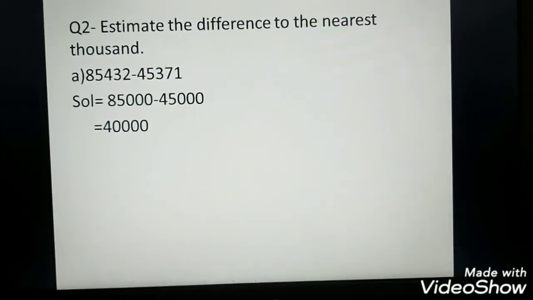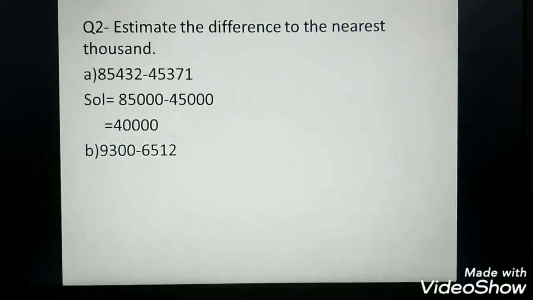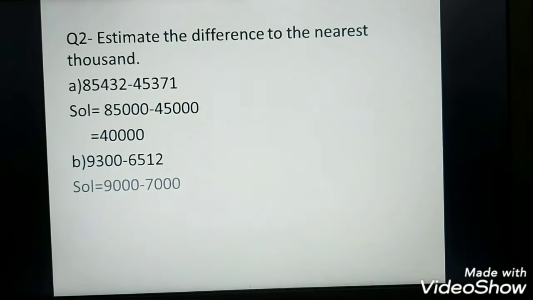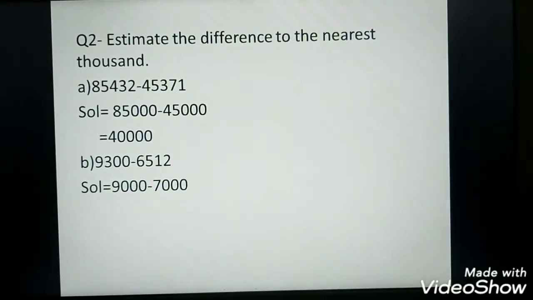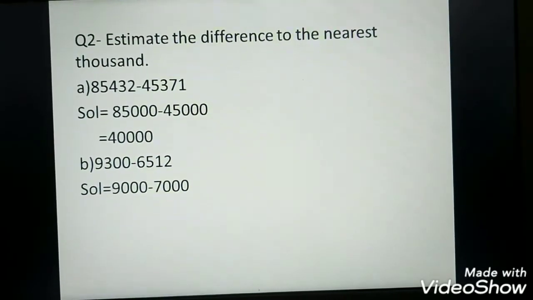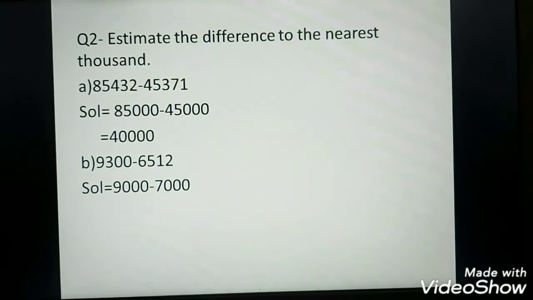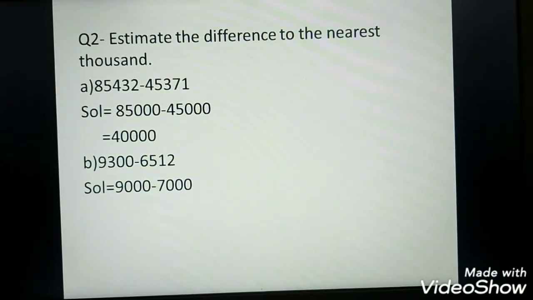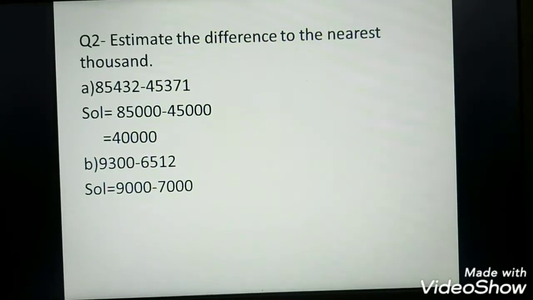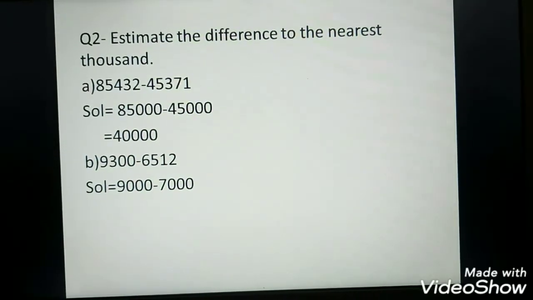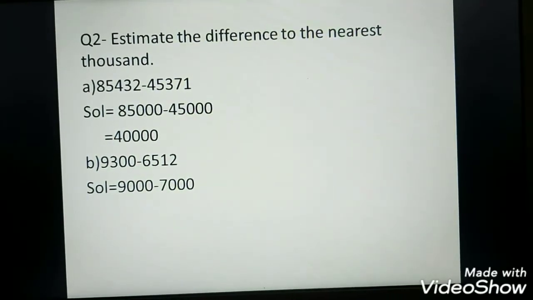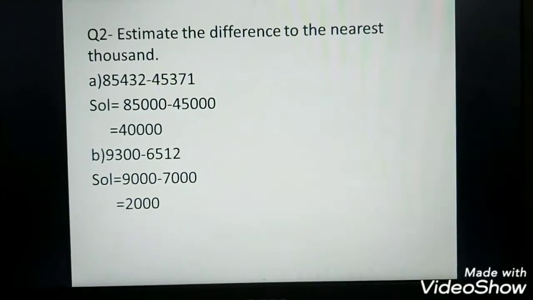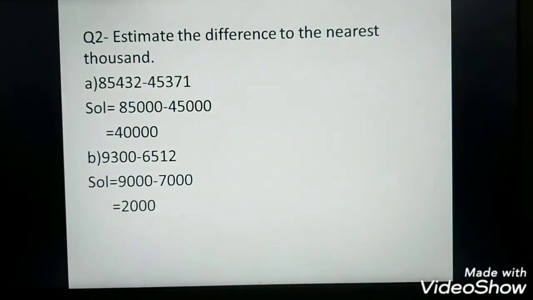Now the B part is 9,300 minus 6,512. Now again round off to the nearest thousand. For rounding off to the nearest thousand, what we will see? We will see the digit in 100 place. It is 3 here, so 9 will remain as it is, so it will be 9,000 minus, in 6,512 the digit in 100 place is 5, so 6 will increase by 1, so it will become 7,000. So 9,000 minus 7,000 will be 2,000. So 2,000 is the required answer here.